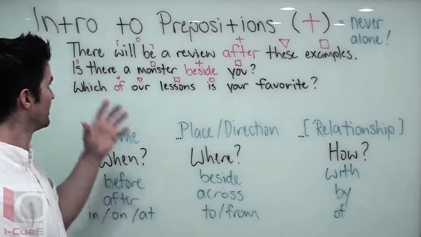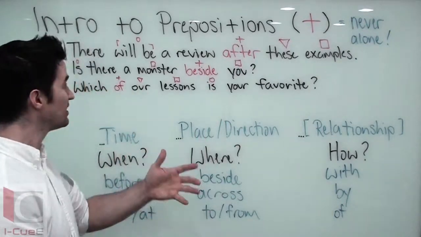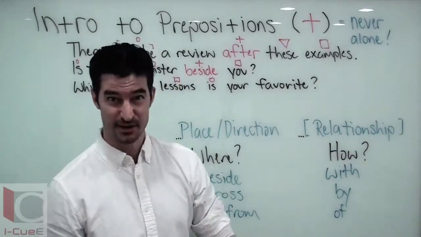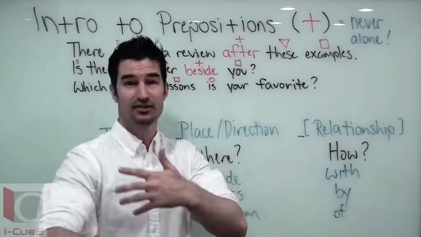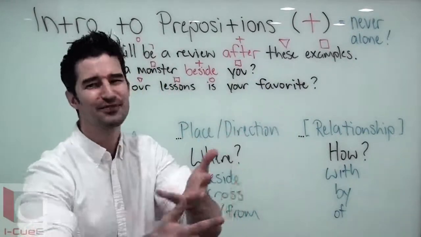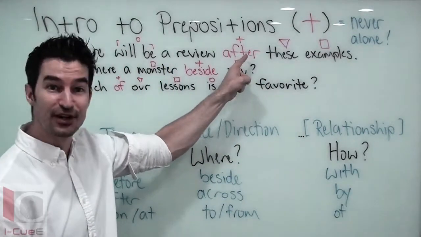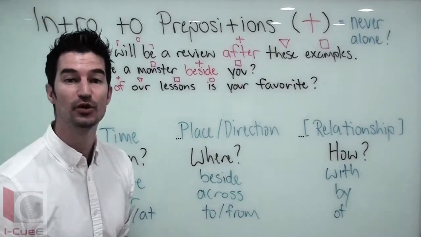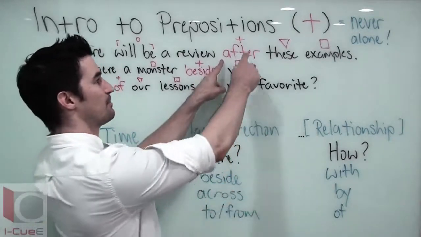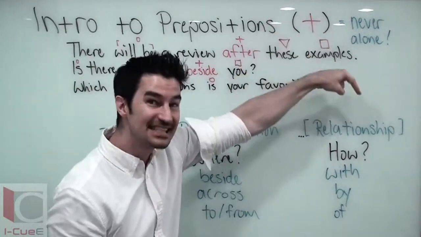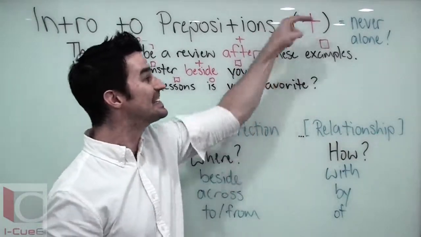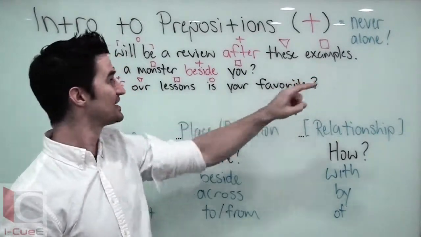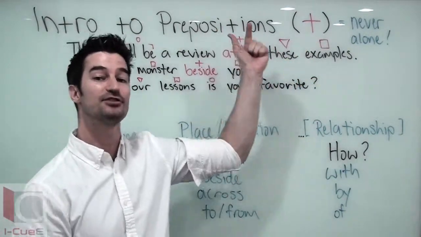So here we have some information. There will be a review, which you know, because at the end of this I'm going to say, now let's review. And then, you know, all the questions and the answers, and you're familiar with these, but after these examples. So this tells us when the review will take place. After, preposition, these, talking about which examples, these examples, so this is the adjective, and here is our noun, okay? So here we have a prepositional phrase, after these examples.